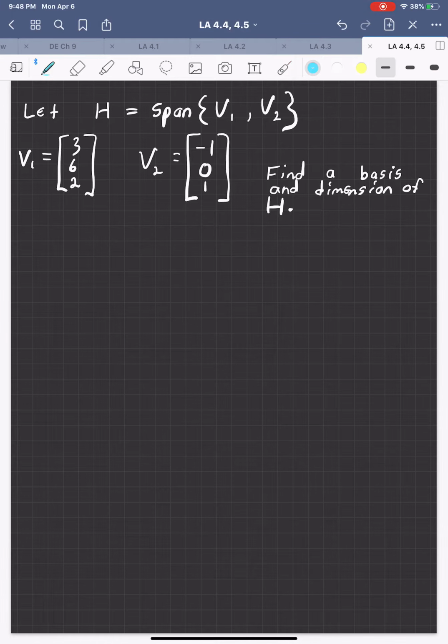Well, let's take a look at the vectors that were given. Remember, all vectors are n by 1. This is 3 rows, 1 column, so this is a 3 by 1, and this is a 3 by 1. So let's agree that this vector and this vector are in R3.